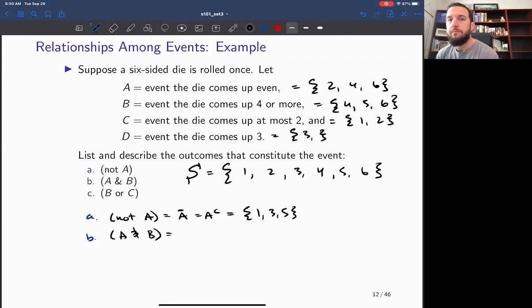The second event is A and B. The "and" means intersection. So we are looking for the components of A and the components of B that are the same. So we have 2, 4, 6 and 4, 5, 6. The components that are the same are going to be 4 and 6. So the intersection of 2, 4, 6 and 4, 5, 6 is 4 and 6.